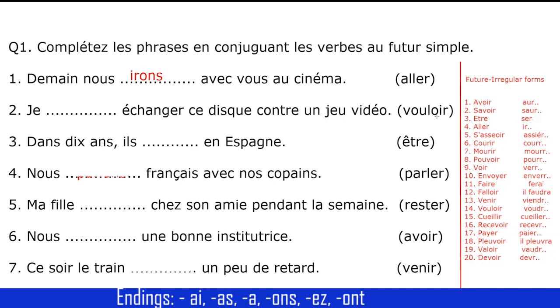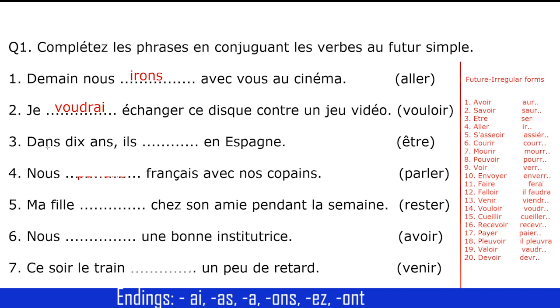So the verb is vouloir. And now vouloir is also irregular. It falls here in the list. The stem will be VOUDR. And then we'll put the endings. So, je voudrais échanger ce disque contre un jeu vidéo. I would like to exchange this disc for a video game.